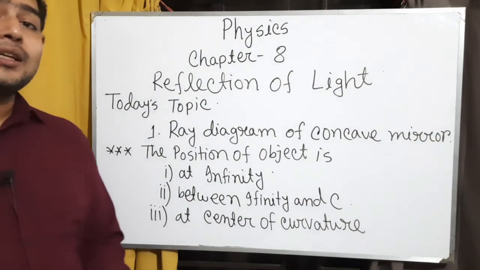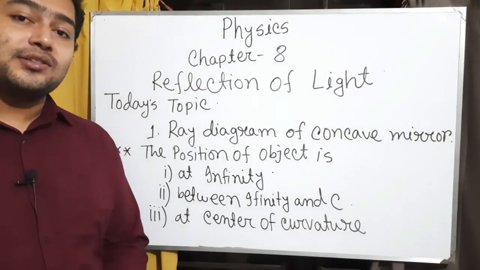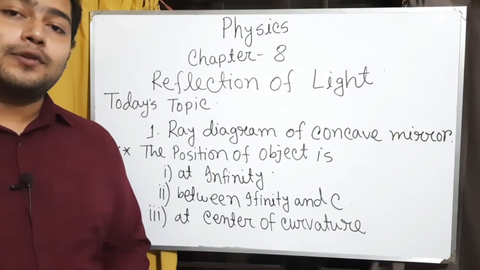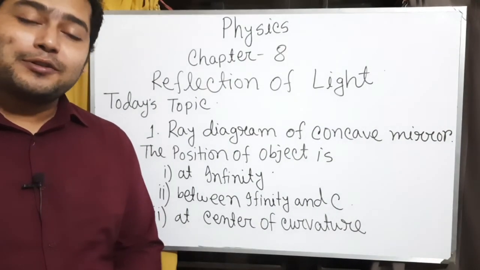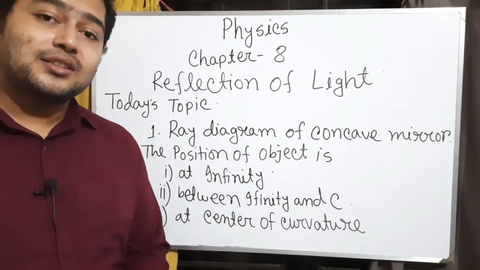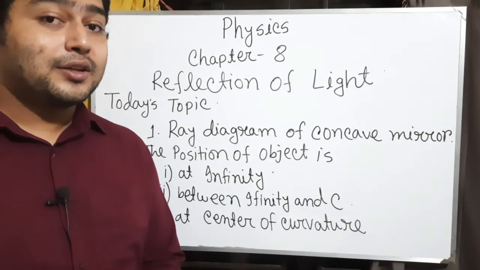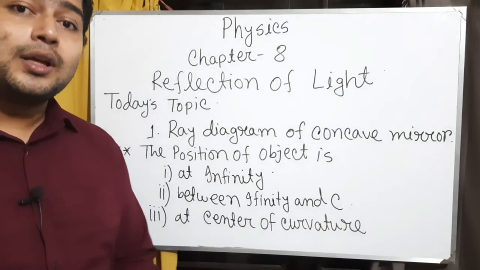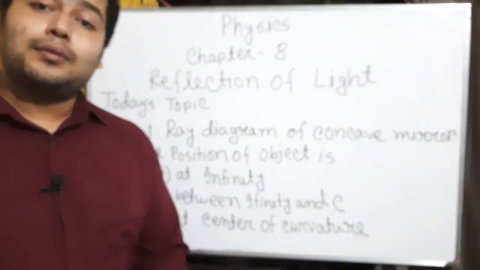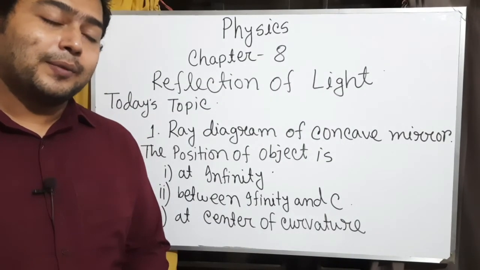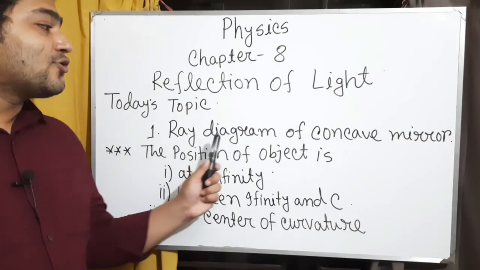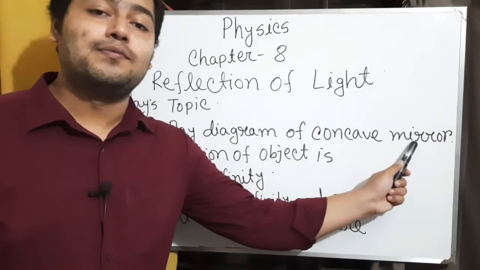We are discussing chapter 8. The name of our chapter is Reflection of Light. In our previous lecture, we discussed some important definitions on a spherical mirror. Those definitions can help us to study mirrors. Our today's topic is the ray diagram of concave mirror.